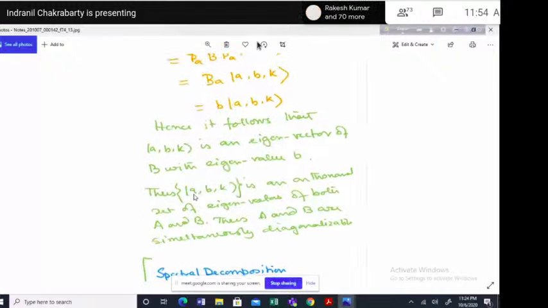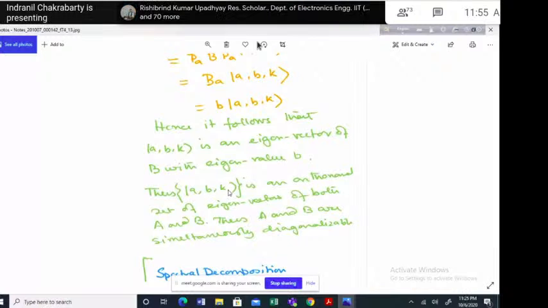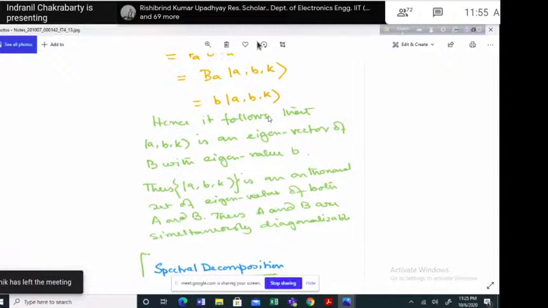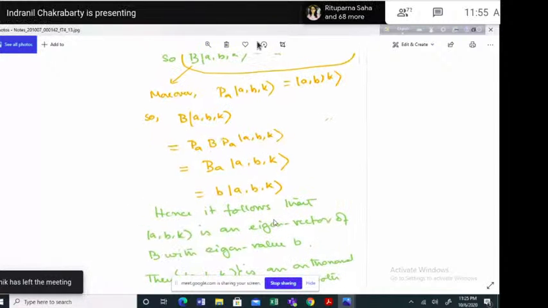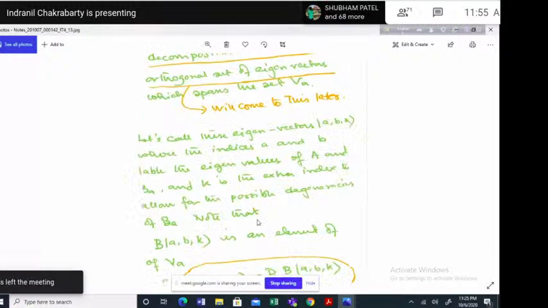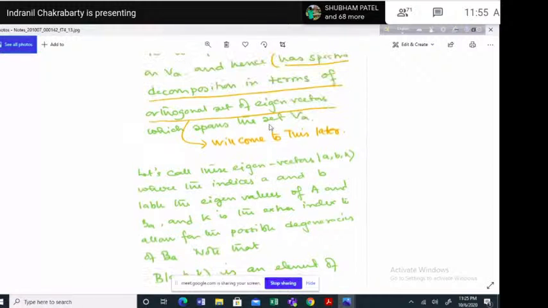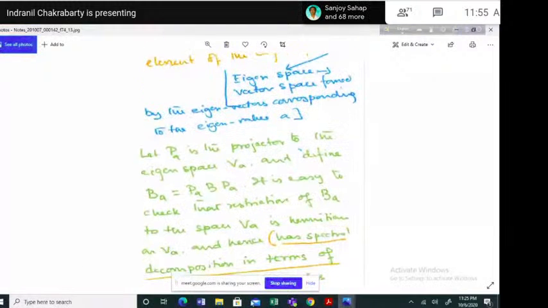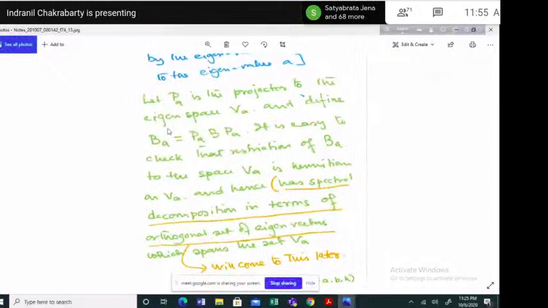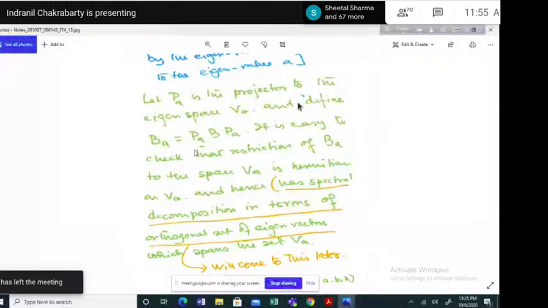Three indices: one is the index coming from A, one is the index coming from B, that is BA, the projection of B on A, and another index to count the degeneracies. Okay. So once again, what is the proof? The proof is simple. You start with a projector PA, which projects into the eigenspace VA, and we define BA as the projection of the operator B on the eigenspace VA.